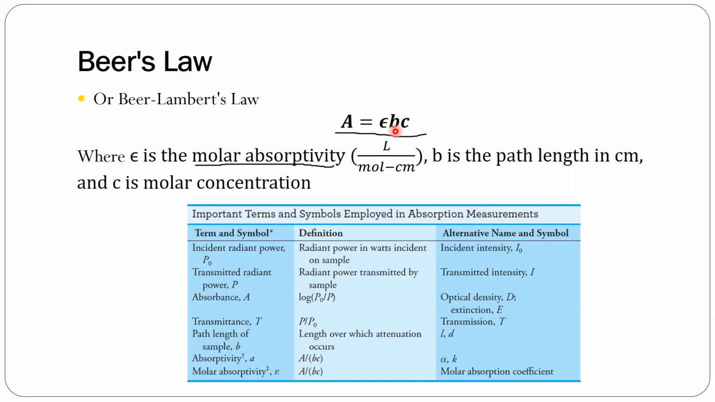There are other terms and symbols employed in absorption measurements. Baka marinig nyo yung mga salita tulad ng optical density o kaya extinction. It's the same actually with absorbance. Usually, ginagamit yung optical density sa biology in cell measurements. If you want to get the concentration of cells in a certain sample or other biological molecules, optical density usually yung ginagamit. Yung molar absorptivity, it's also sometimes called molar absorption coefficient o kaya extinction coefficient.